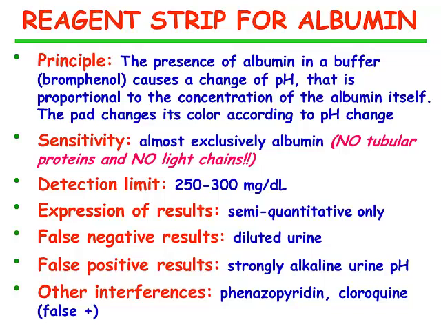The detection limit varies from 250 to 300 milligrams per deciliter, roughly, with changes according to the brand of the dipstick itself. The results are only semi-quantitative. False negative results are seen if the urine is diluted, while there are false positive results if the urine is strongly alkaline, and or if it contains drugs such as phenazopyridine or chloroquine.